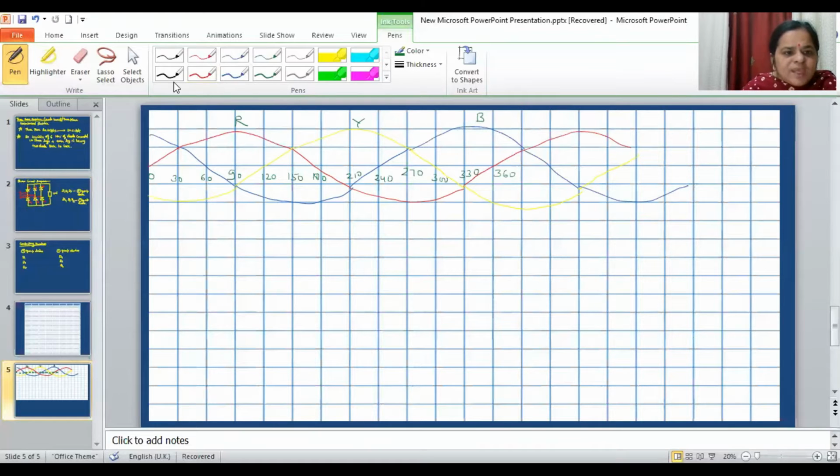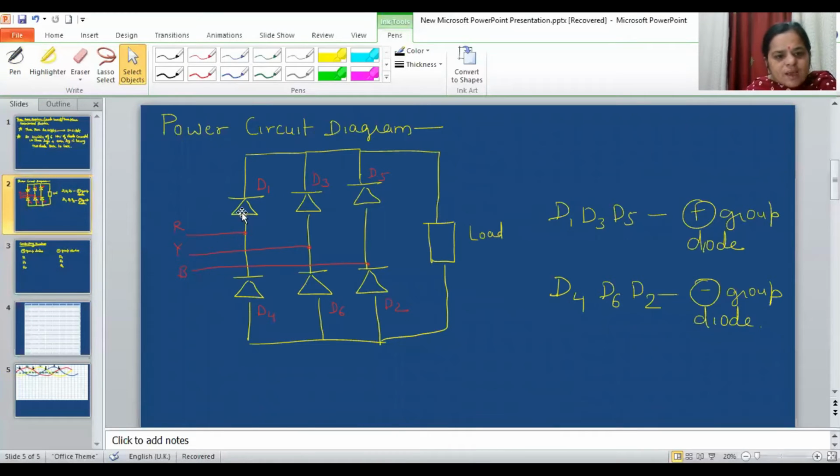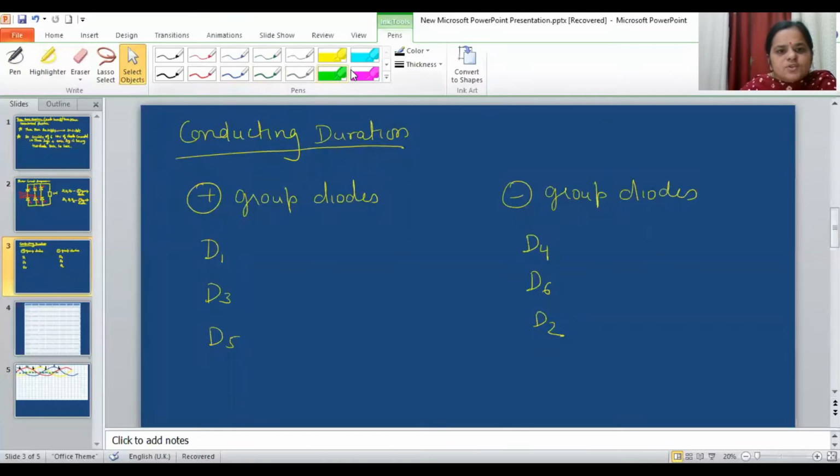You can see that the R phase is maximum positive from this duration to this duration, the Y phase is maximum positive from this duration to this duration, and the B phase is maximum positive in this duration. So with the R phase, in the power circuit diagram D1 is conducting; with the Y phase, in the positive group D3 is connecting; and with the B phase, in the positive group D5 is connecting. So they will be forward biased. D1 will be forward biased between 30 to 150.